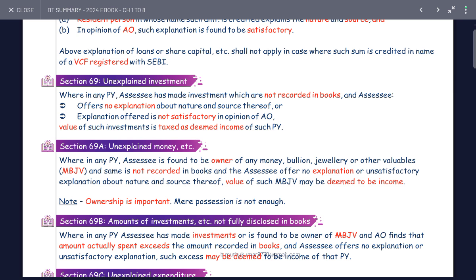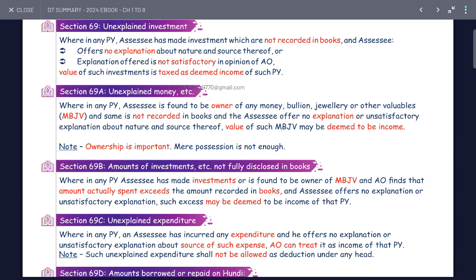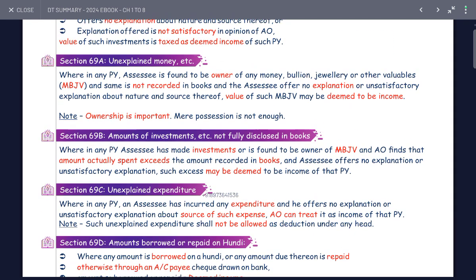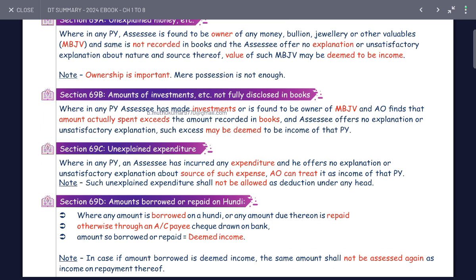Section 69A, unexplained money. Where in the previous year the assessee is found to be the owner of money, bullion, jewellery and other valuable articles not recorded in the books, and the assessee offers no explanation or a satisfactory explanation of the nature and source, the value of the money, bullion, jewellery and other valuables may be deemed to be income. Ownership is important; mere possession is not enough.